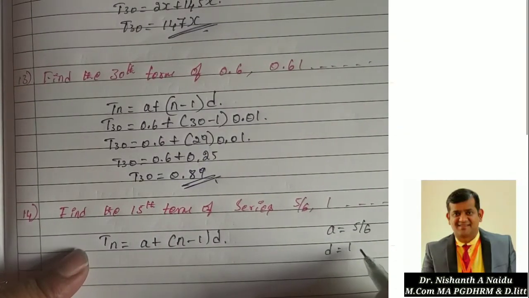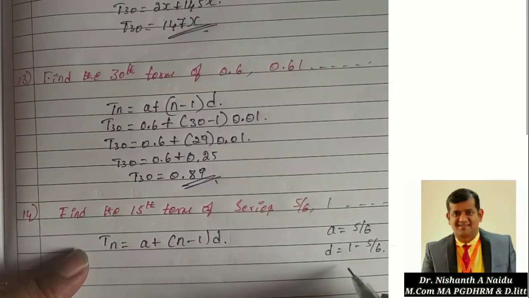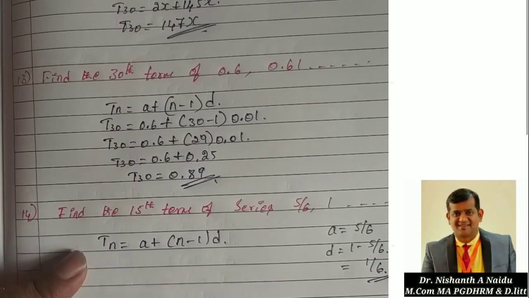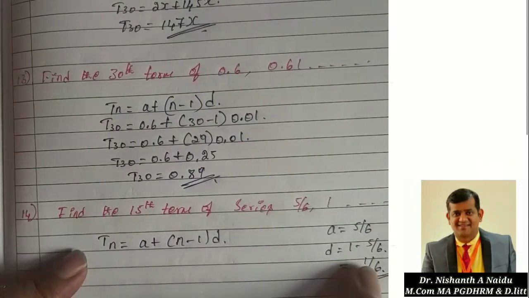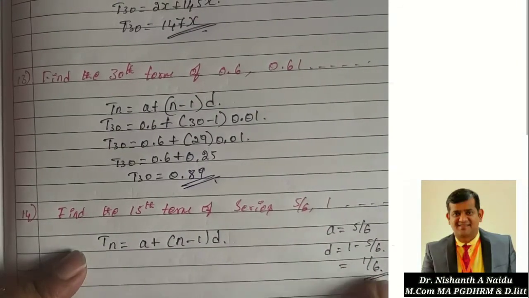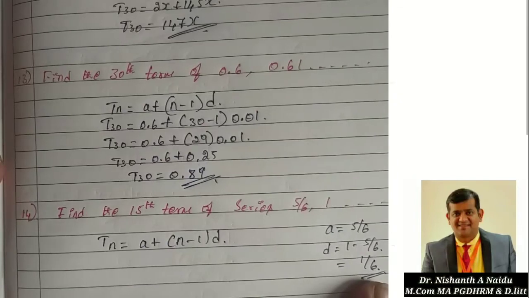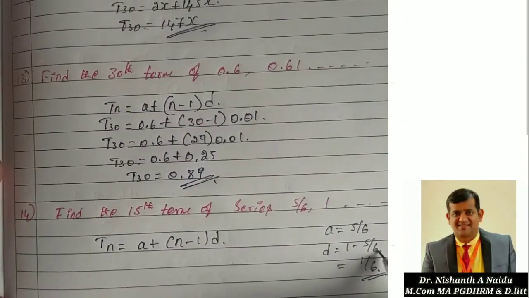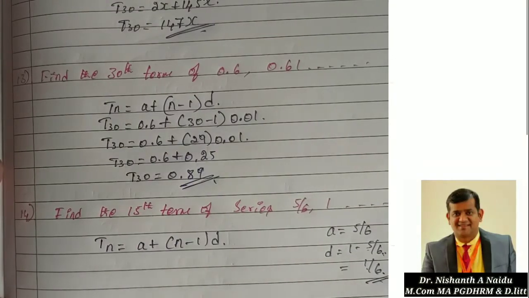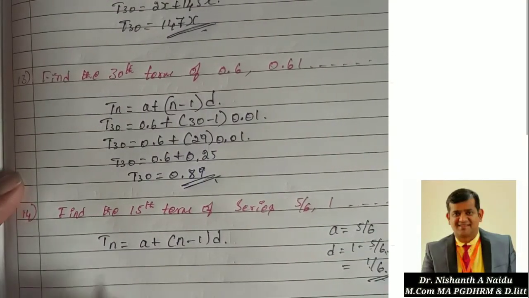So to find the d, 1 minus 5 divided by 6. So your answer is 1 by 6. Okay. So 6 in 6, out of 6, 5 gone. So left out is 1 by 6. That is how 1 minus 5 by 6 is equal to 1 by 6 we get. Remember, 6 denominator. Out of 6, how much gone? 5. So left out is 1 by 6. Okay. So now let us simplify this.